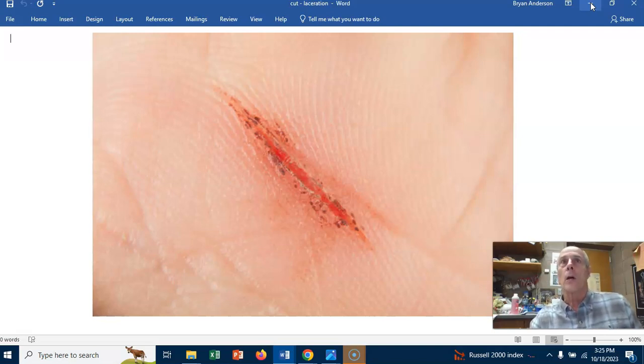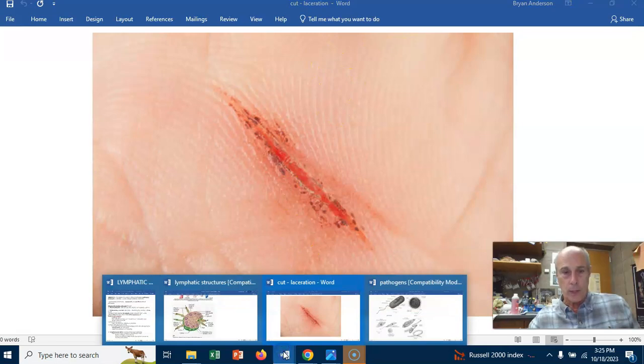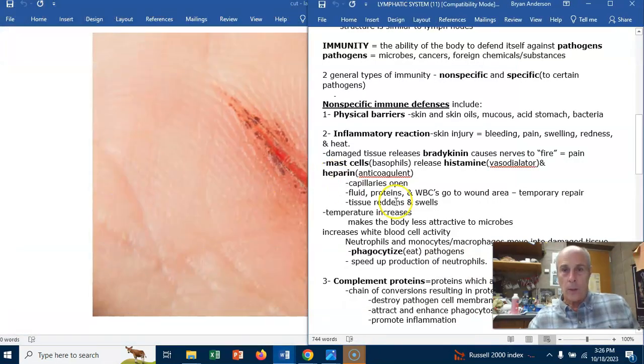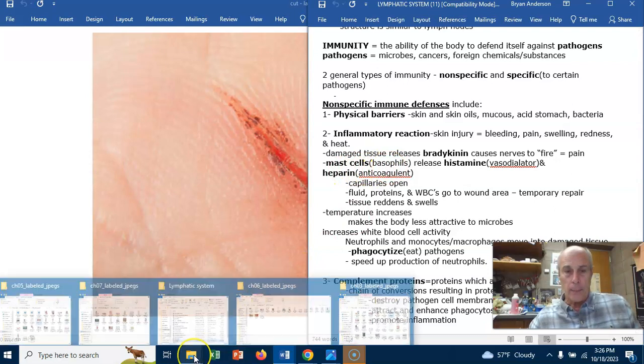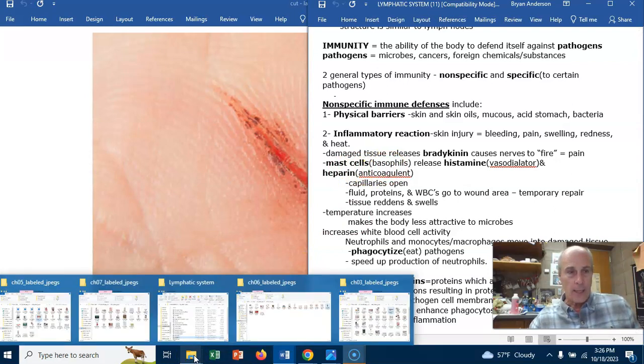It also causes mast cells. You see in your notes, it has basophils in parentheses here. So they're virtually the same thing. They come from the same stem cell. So I use them interchangeably. If you think of that image I had of white blood cells.